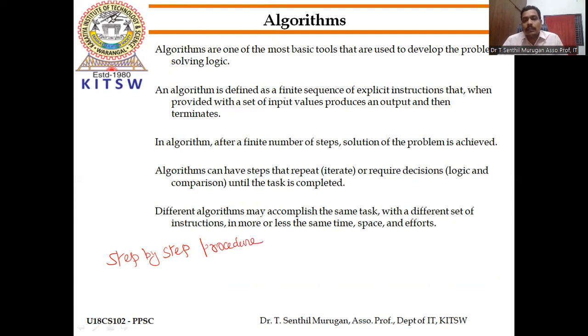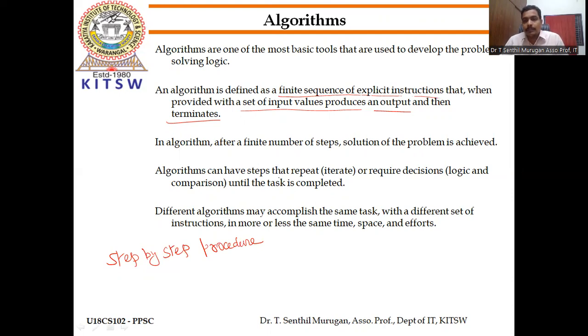It is a finite sequence of explicit instructions. Finite means it is not infinite, a limited number of steps. A set of input values will produce outputs and then it terminates. So an algorithm means some sequence of steps, some input, processing, and finally it produces the output, then it terminates.